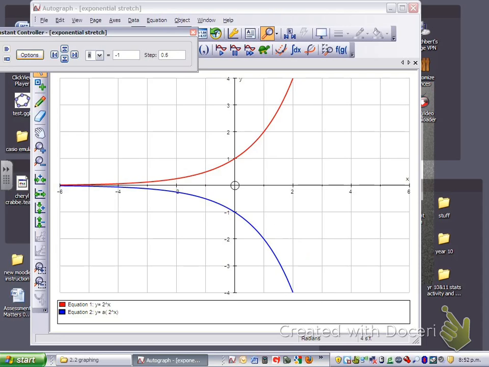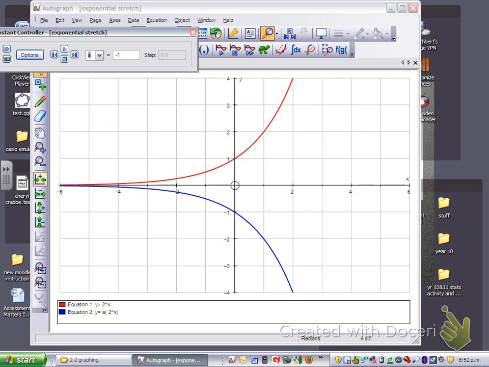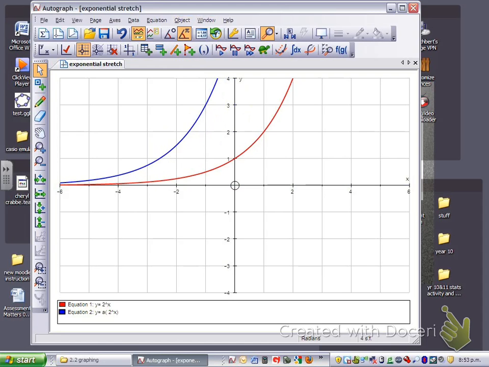And again, you can animate this if you want, up and down, and play it. I like to control it, and I like to show it. So you can do this with any graph, and it's a very, very useful thing to play with.